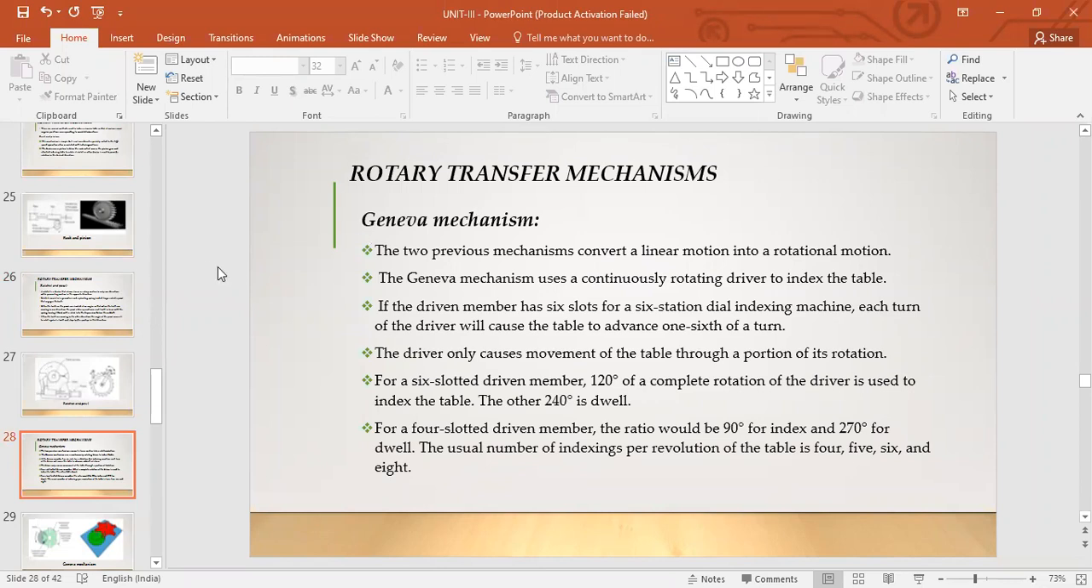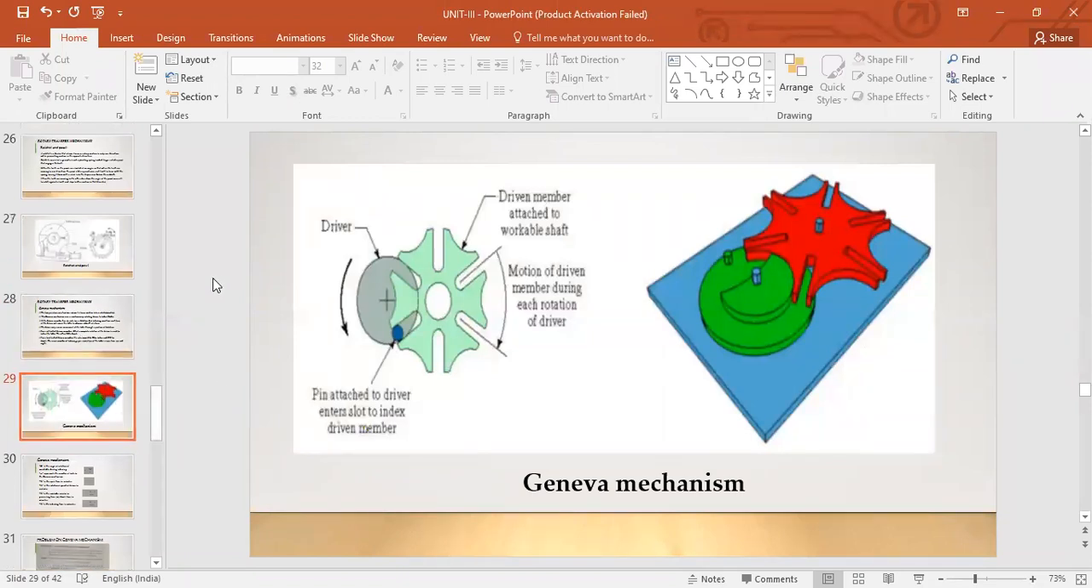Whereas the Geneva mechanism uses a continuously rotating driver to index the table. So I'll show you here. You see, this is a driver. It has a slot on it, right? You can see here, this is your driver. The green one is your driver, and that red one is your driven member basically.